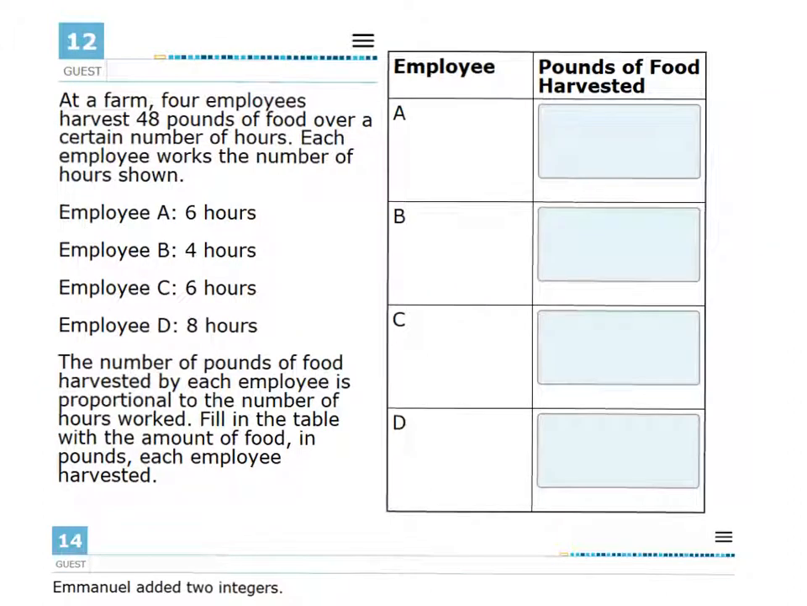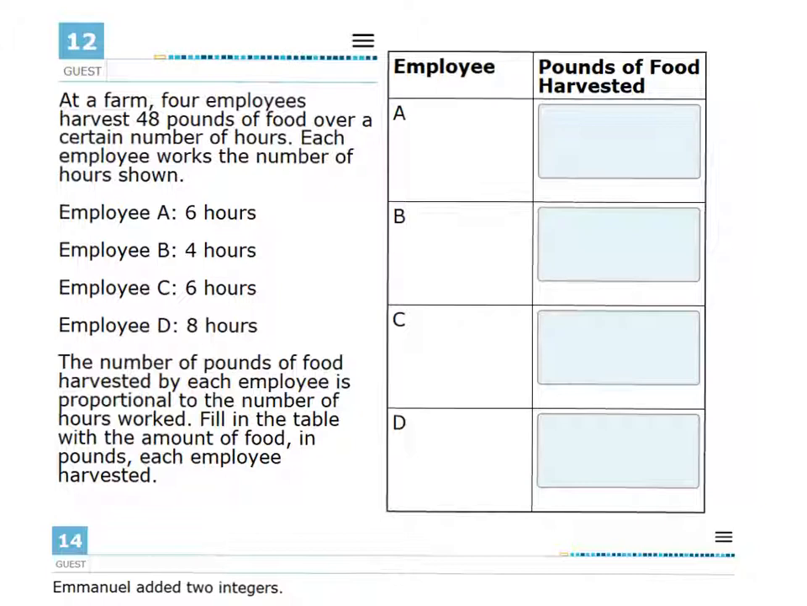Now for number 12, at a farm, 4 employees harvest 48 pounds of food over a certain number of hours. Each employee works the number of hours shown. Employee A works 6 hours. Employee B works 4 hours. Employee C works 6 hours. And employee D works 8 hours.